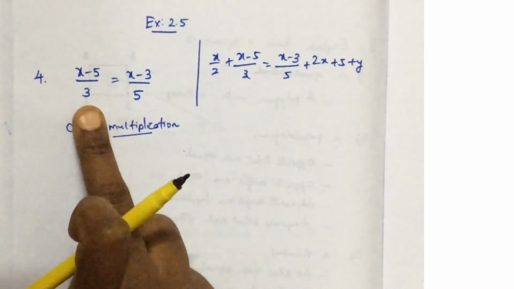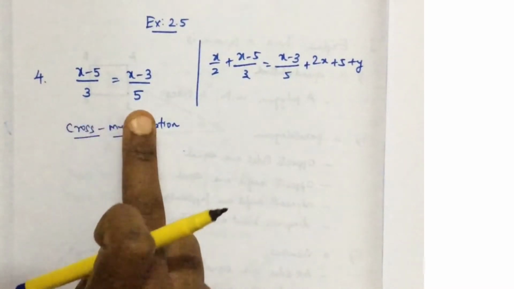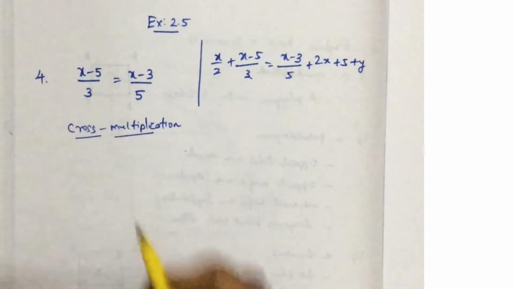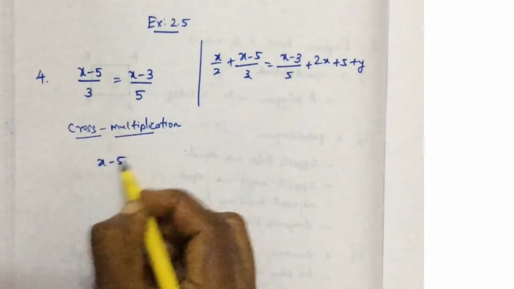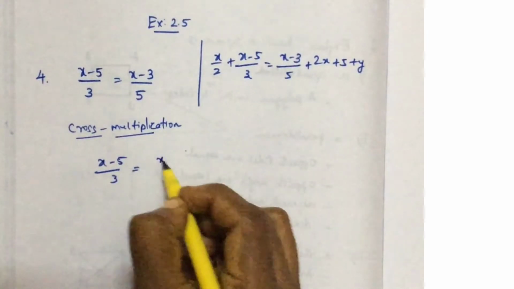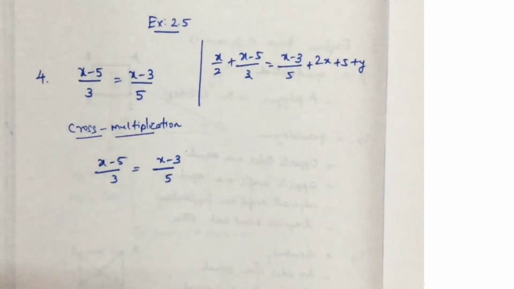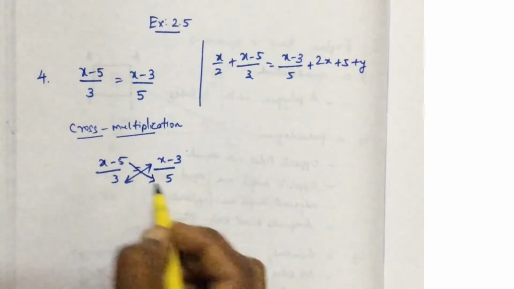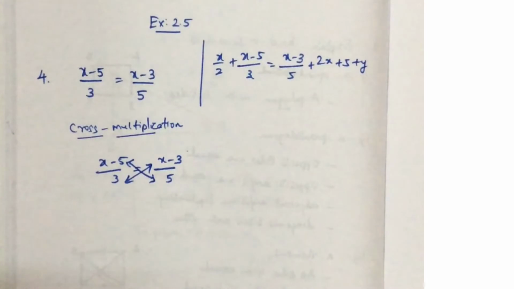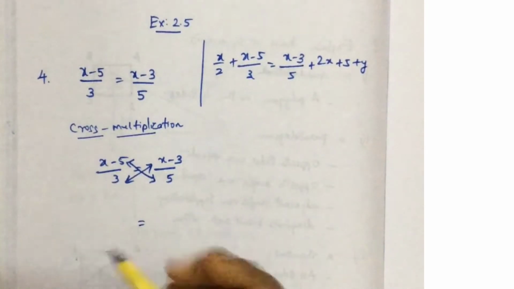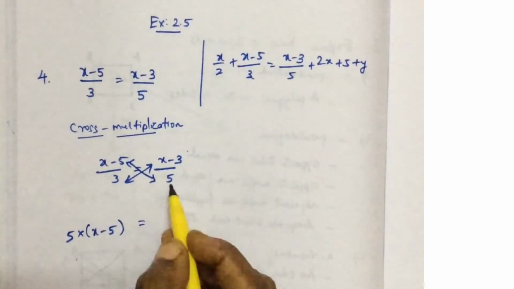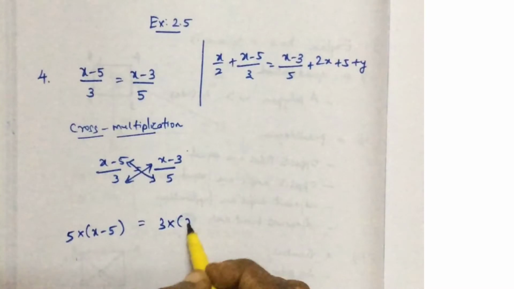You can see the difference between these two cases. If you have only one term on the left hand side and only one term on the right hand side, then only you can do cross multiplication. What is cross multiplication? (x − 5)/3 = (x − 3)/5. Just multiply these two terms and multiply these two terms, maintaining the equal sign as it is. Multiply these two terms, which gives 5 multiplied by (x − 5) equals 3 multiplied by (x − 3).